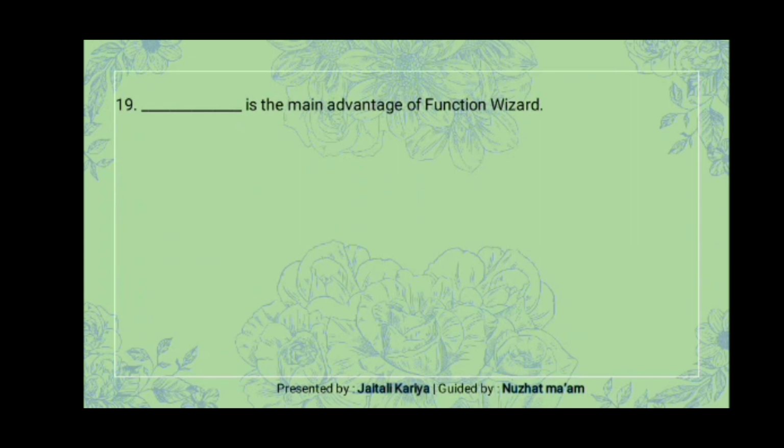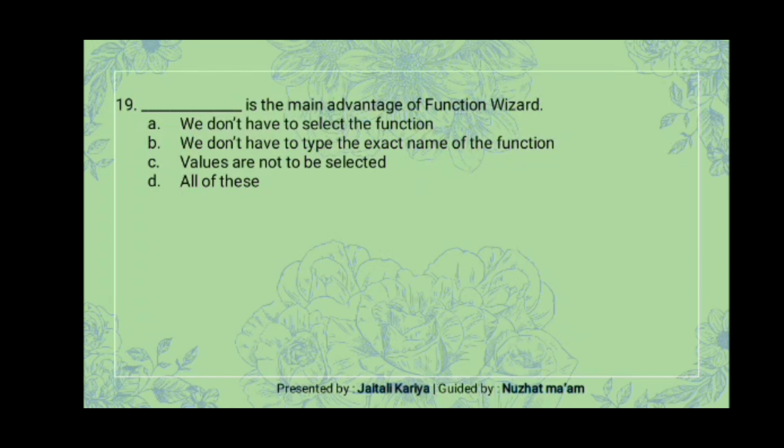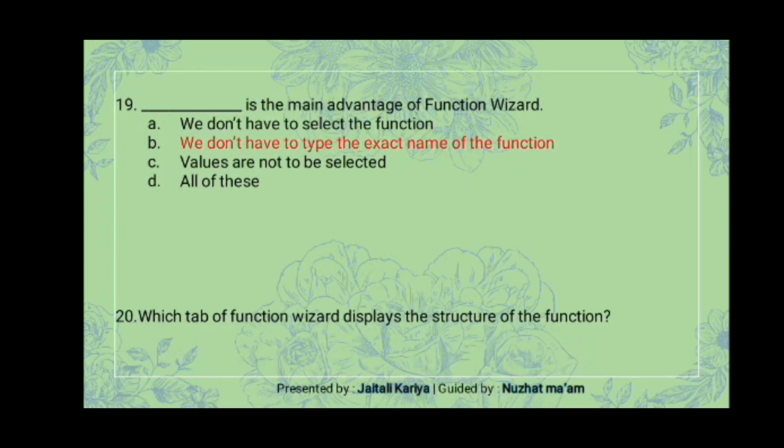19th, dash is the main advantage of function wizard. A. We don't have to select the function. B. We don't have to type the exact name of the function. C. Values are not to be selected. And D. All of this. And the correct answer is B, that is, we don't have to type the exact name of the function.